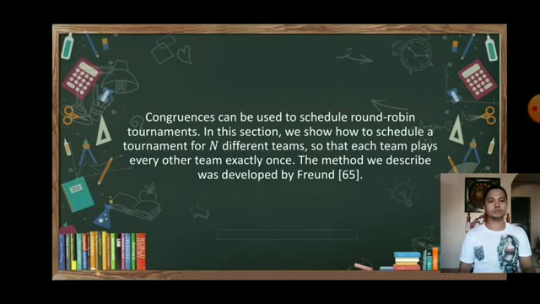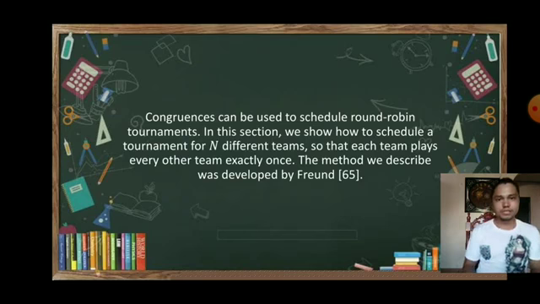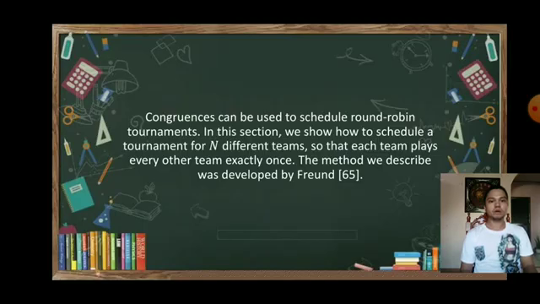Congruences can be used to schedule round-robin tournaments. In this section, we show how to schedule a tournament for n different teams so that each team plays every other team exactly once. So dito po, ang gagawin po natin is to schedule or pairings ng isang team sa ibang team. At isang beses lang po sila mag-meet sa isang tournament. So, for example po, we have 6 teams. Then, Team 1 will play Team 2, 3, 4, 5, and Team 6.